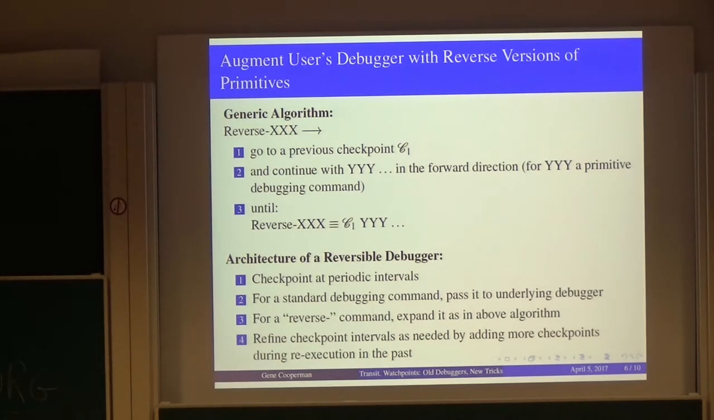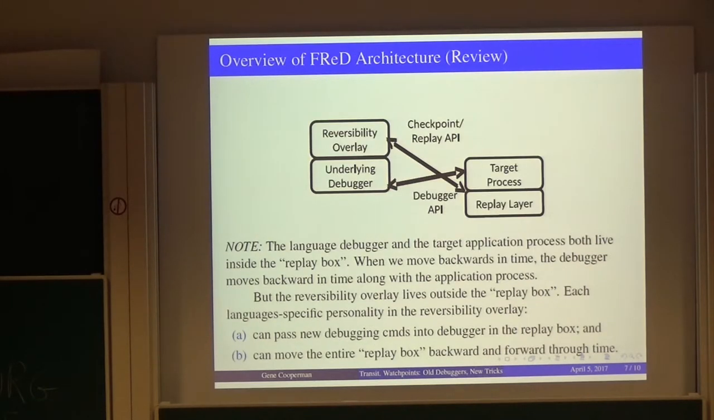I want to get on to the transition watch points. The thing I want to emphasize again is that in some sense we have a replay box sitting just below that reversibility overlay. That reversibility overlay can control everything inside this box. So we can move backwards and forwards in time, and that reversibility overlay will control this. It has a lot of language-agnostic code, and then it has these language-specific personalities which understand the syntax of that language, and even extensions of that syntax to add reverse commands.